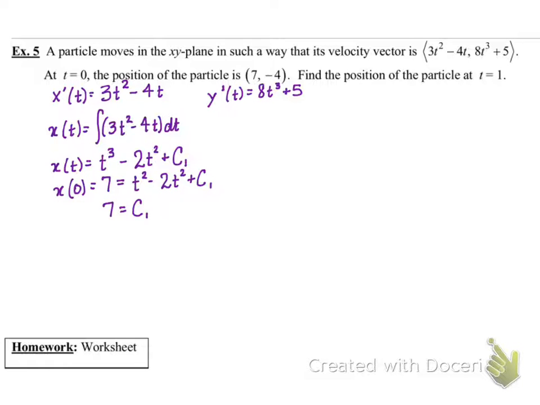So we now know what c sub 1 is. So we actually know what x of t is. And x of t is t cubed minus 2t squared plus 7, which makes x of 1, plugging in 1 for t, equal to 6.